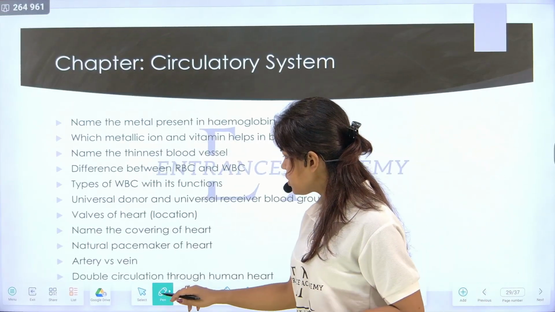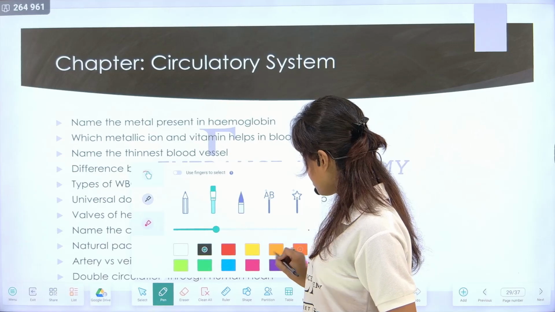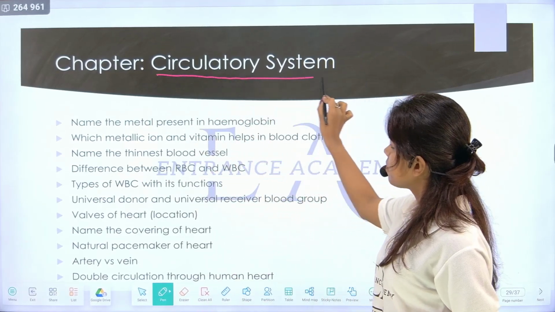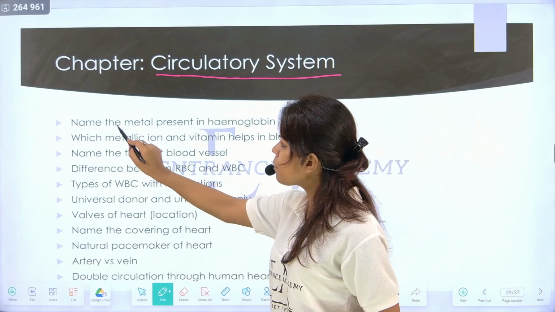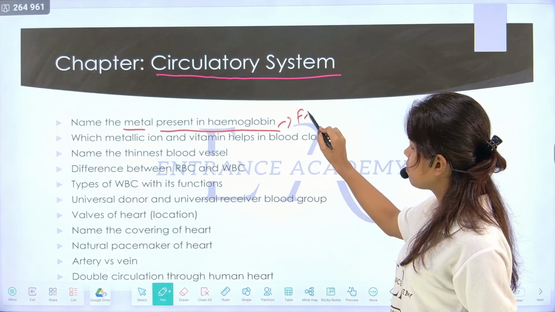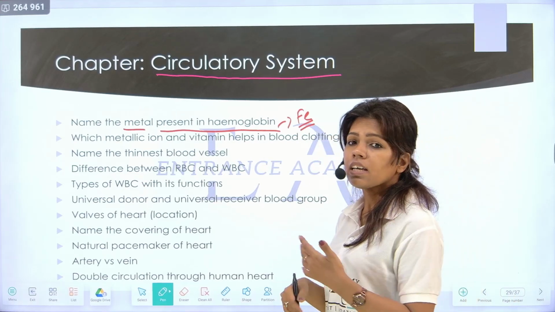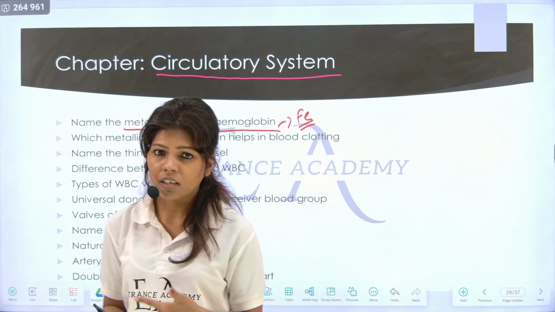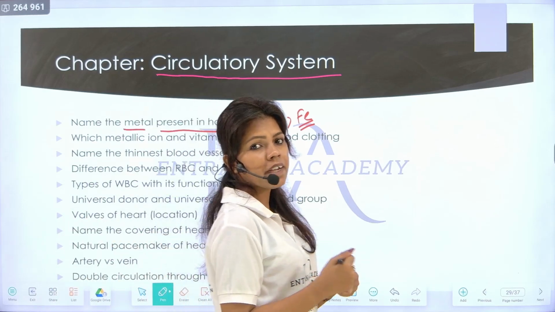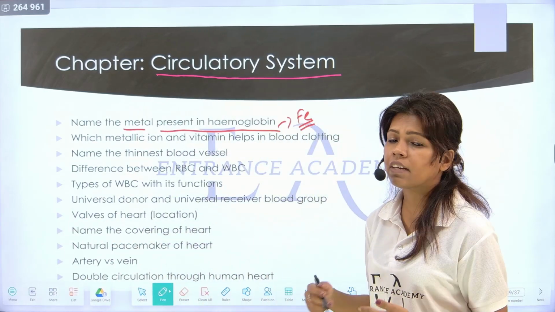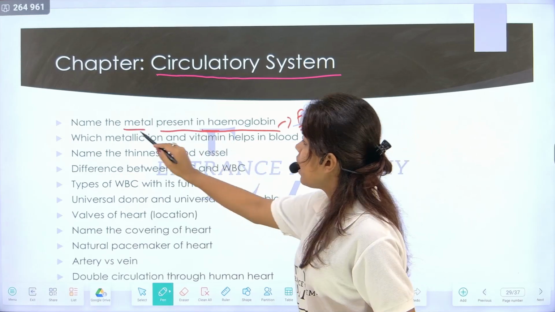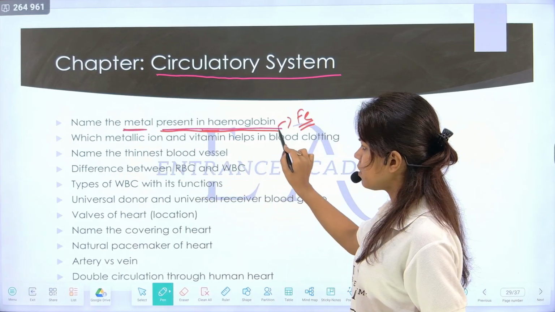Our next important chapter is circulatory system. First, name the metal present in hemoglobin. Iron. Hemoglobin is an iron containing metal, and the color of iron is reddish brown, which imparts the red color of hemoglobin as well as the red color of blood. So iron is a metal present in hemoglobin.